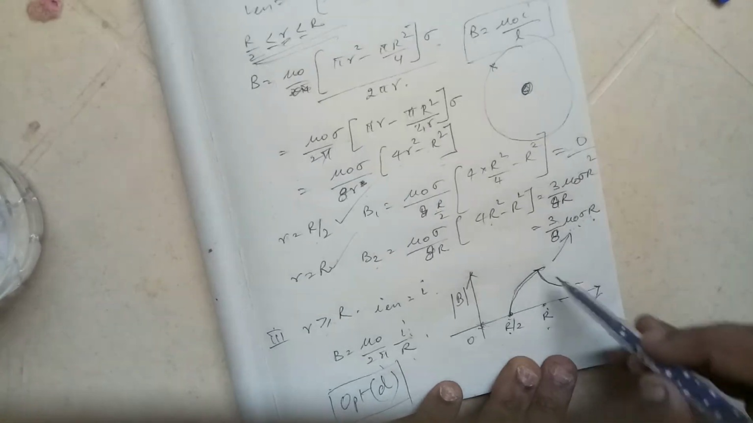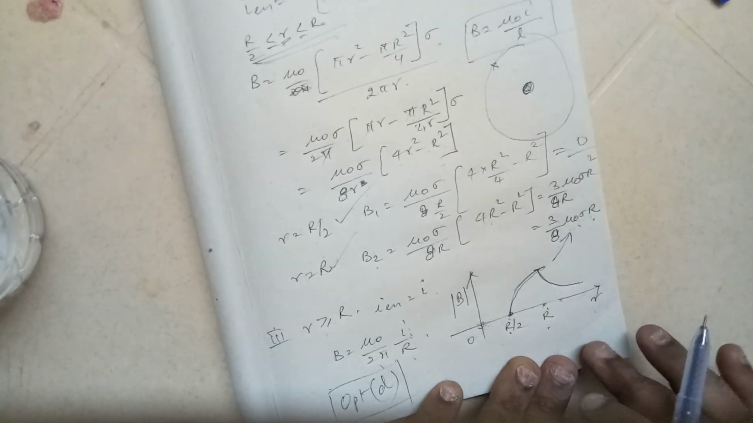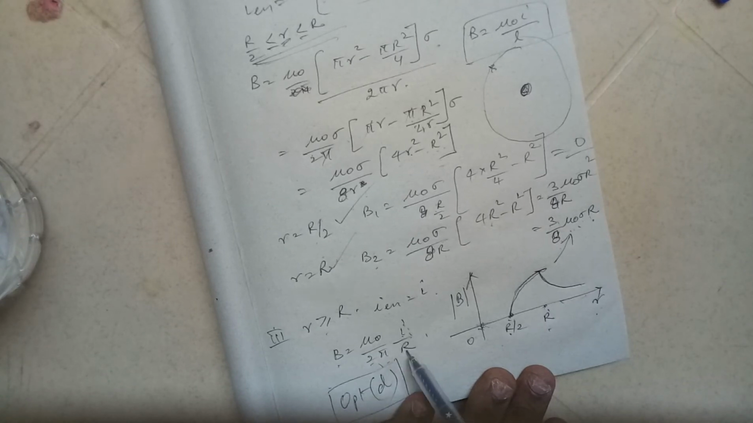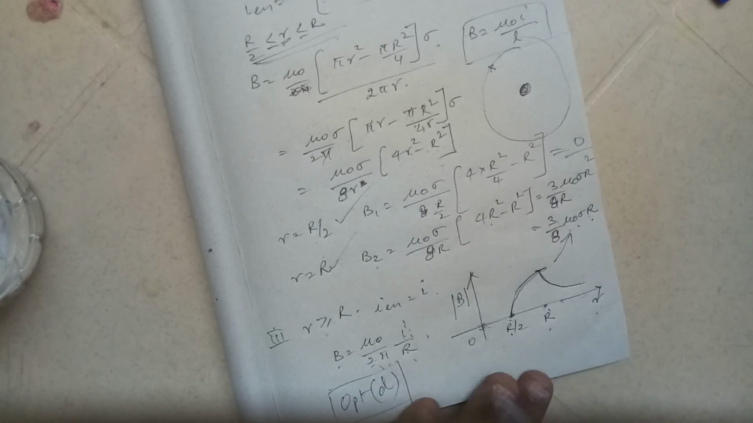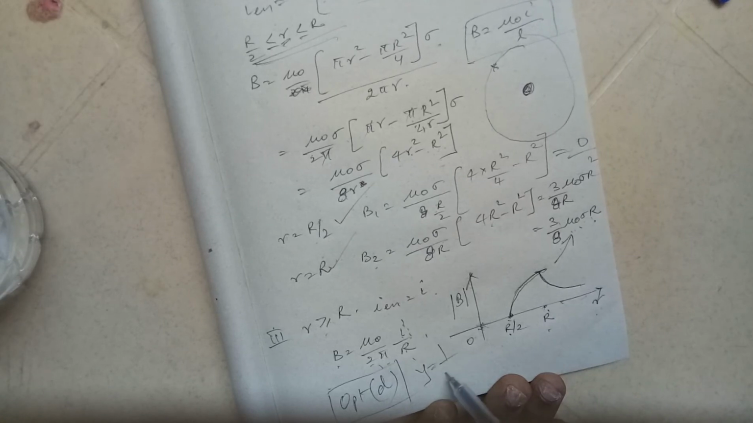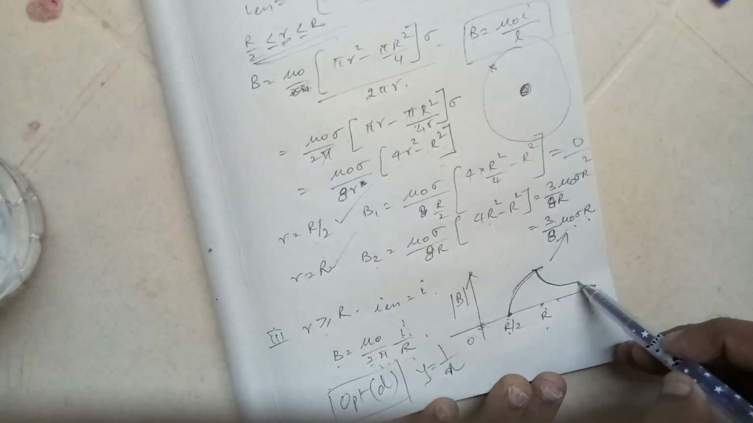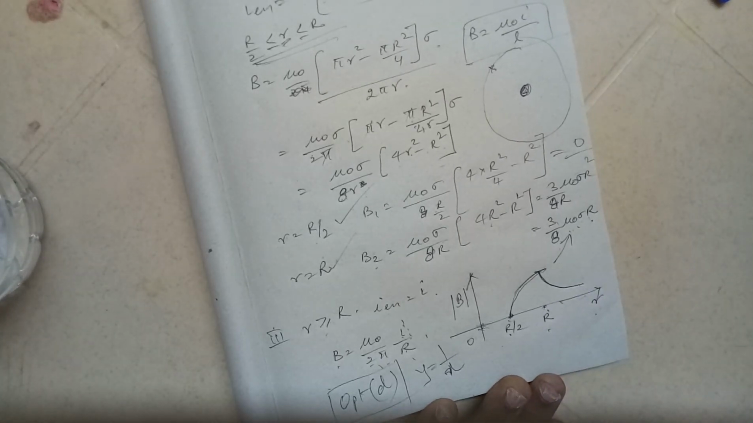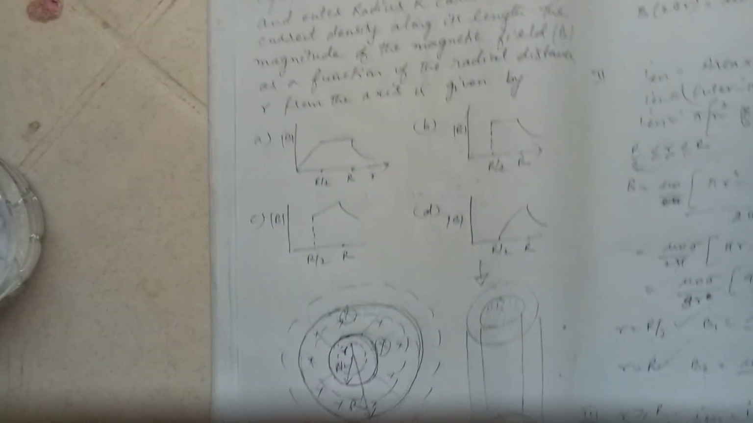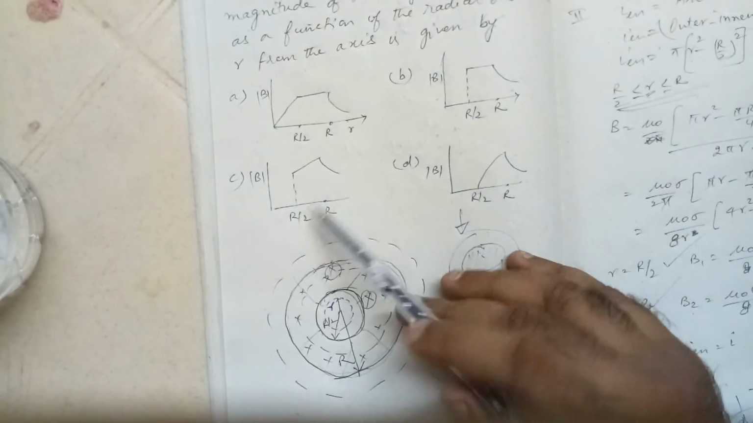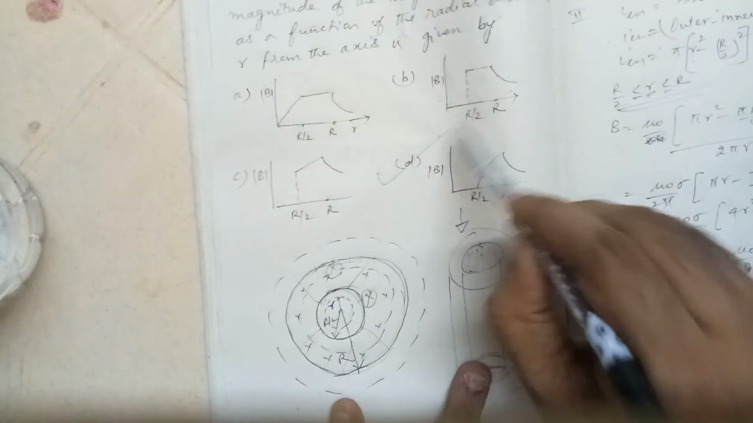Alright. And from here onwards till infinity, what is happening? It is mu naught by 2 pi into I by r. So is it not representing equation y equal to 1 by x type? So it will look like a hyperbola. So here the variation will be like a hyperbola. Okay. So what is the option out of these 4 options? Which option is matching with this? You can see option D is matching with this. Option A, B, C, they are wrong, and option D is right.